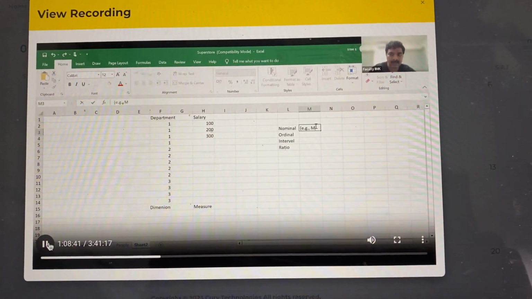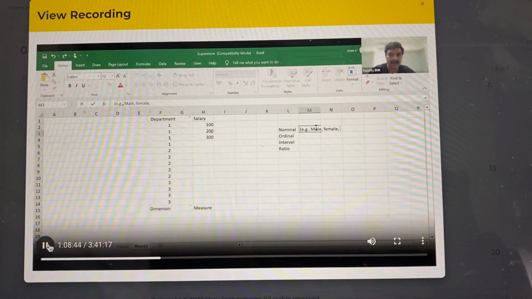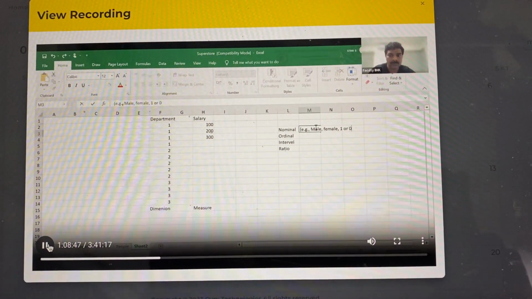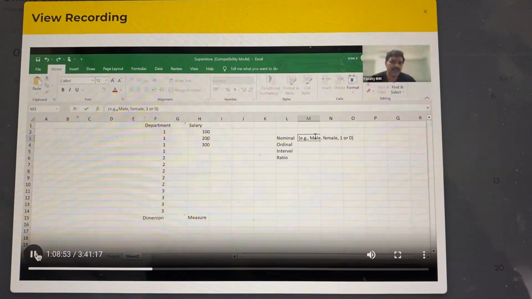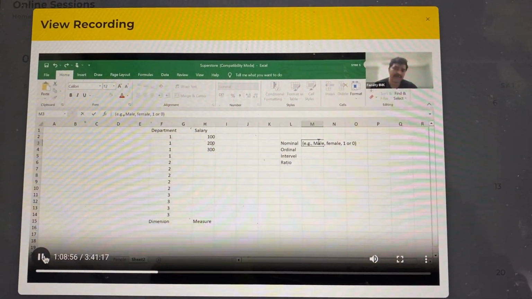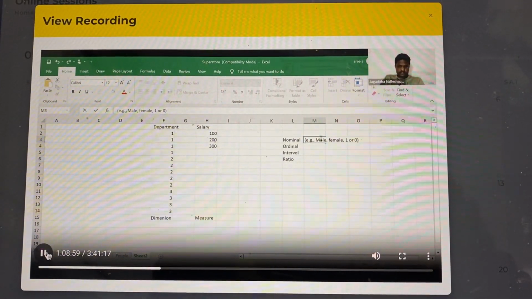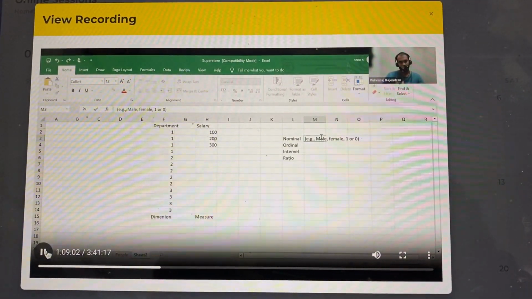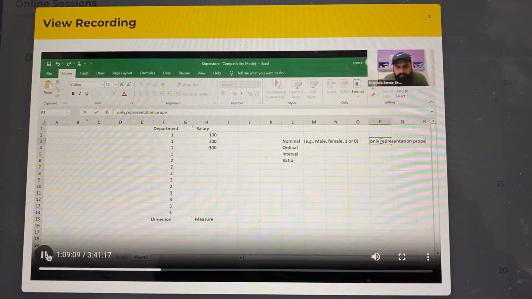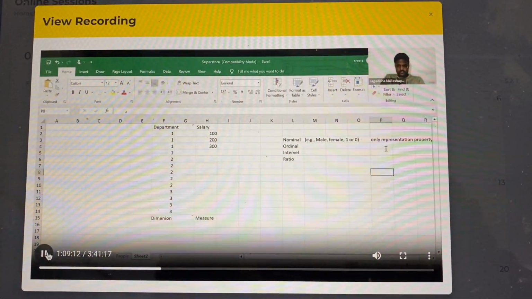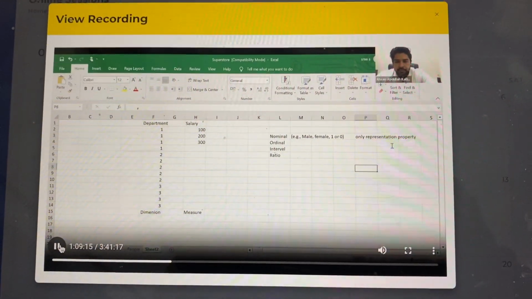An example would be male and female coded as 1 or 0. Is it representing a particular category? Is it only representing the intact measurement? If I measure gender, male is representing that category, female is representing that category. Yes, representation. So what is the property of nominal? Only a representation property.